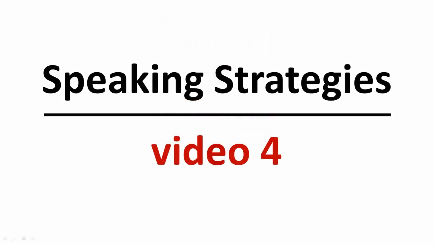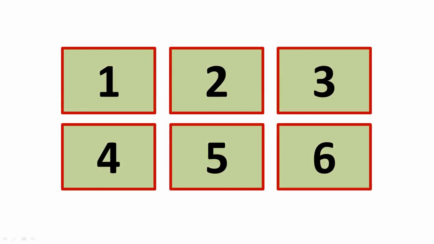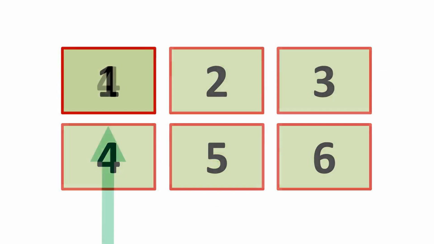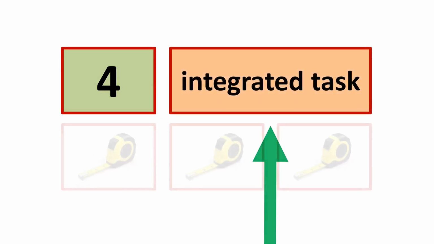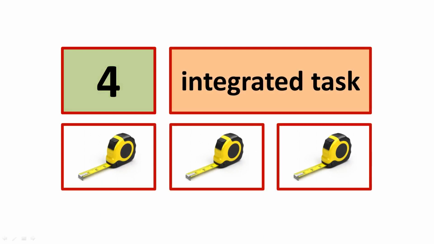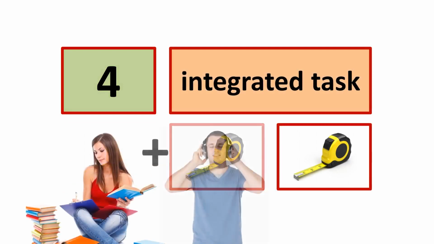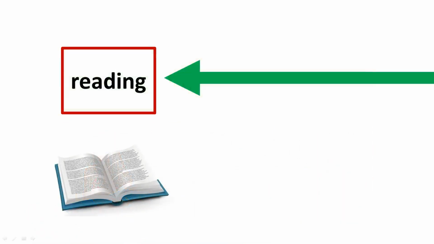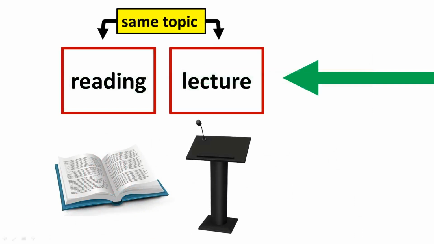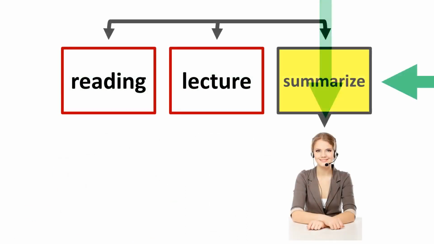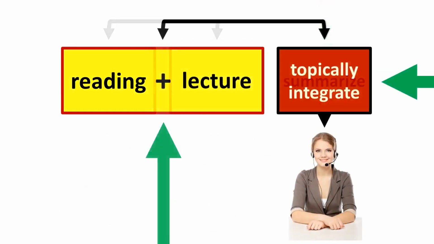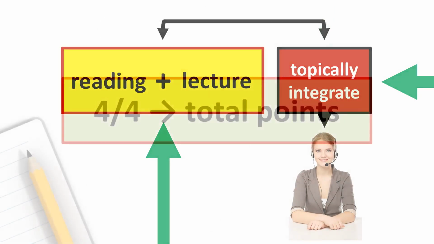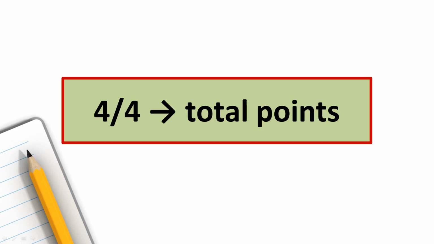Let's begin. As you know, there are 6 speaking tasks. In this video, we will focus on Task 4. Task 4 is an integrated task. This task measures your ability to integrate 3 skills: reading, listening, and speaking. The reading is a short academic passage. The listening is a short academic lecture on the same topic as the reading. When you speak, you must summarize both the reading and the lecture and show how they topically integrate. This task is scored out of 4 total points.